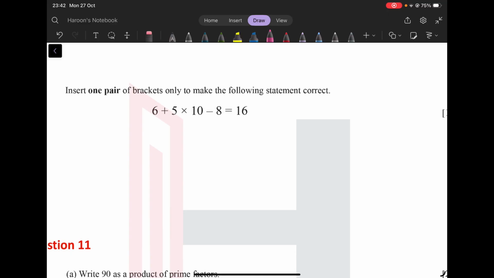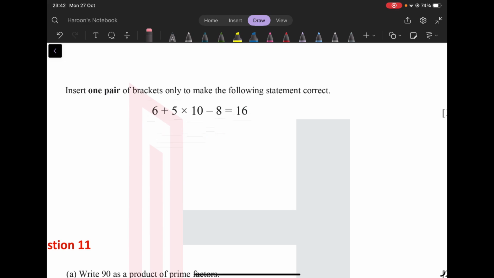Okay, insert one pair of brackets only to make the following statement correct. So basically we need to do trial and error over here. Maybe we can put brackets over here, then do the calculation. If it is equal to 16, then this would be the bracket. 6 plus 5 would be 11 times 10. This actually gives us 110. Then we do minus, we need to use BODMAS. So we'll do the multiplication first. 110 minus 8, this won't be equal to 16.